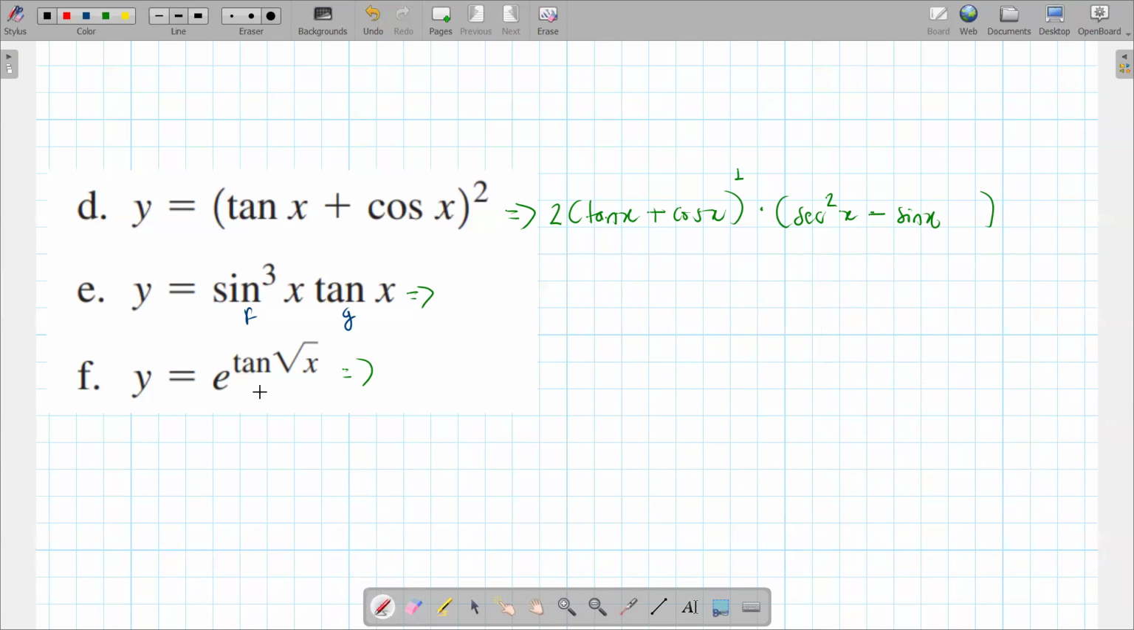Pretty simple as well. What's y prime for f? It's itself. And then what do we multiply this by? And there is a chain rule component.